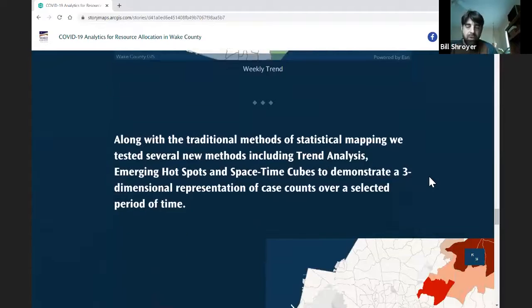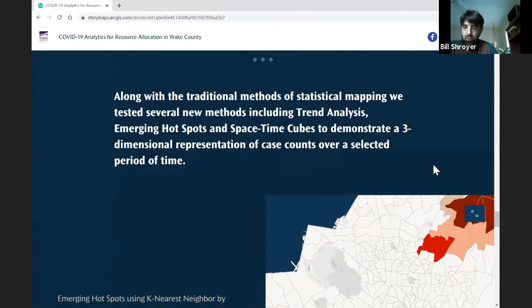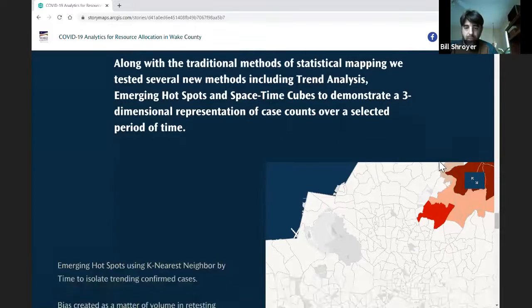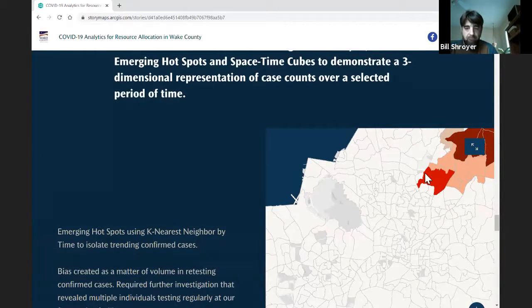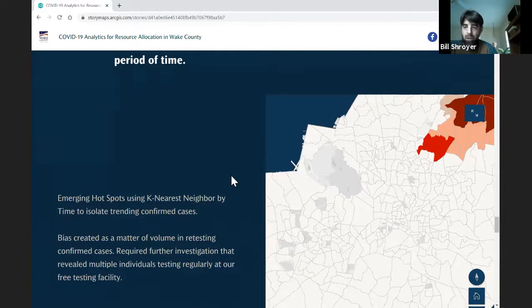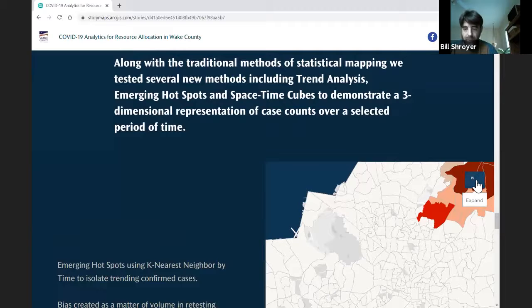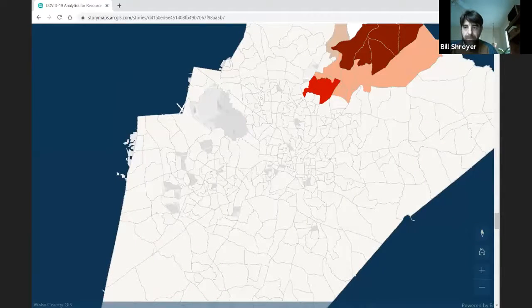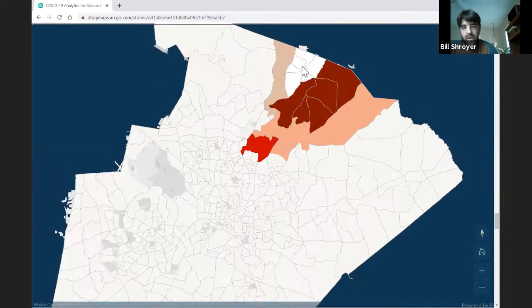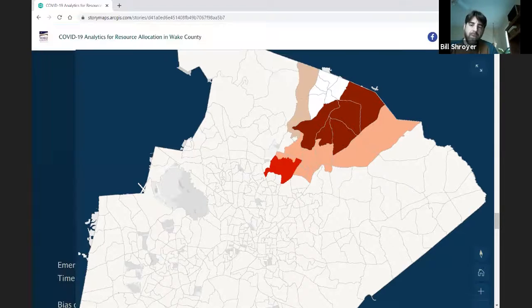So we also looked at some other statistical analyses through this, and one being this K nearest neighbor emerging hotspot analysis. What we found here, if you can see this, let's blow that up, is that in this area, it isolated this area as an emerging hotspot. And we thought that was kind of curious because we also had a very responsive testing facility in that area, and we did some further investigation.